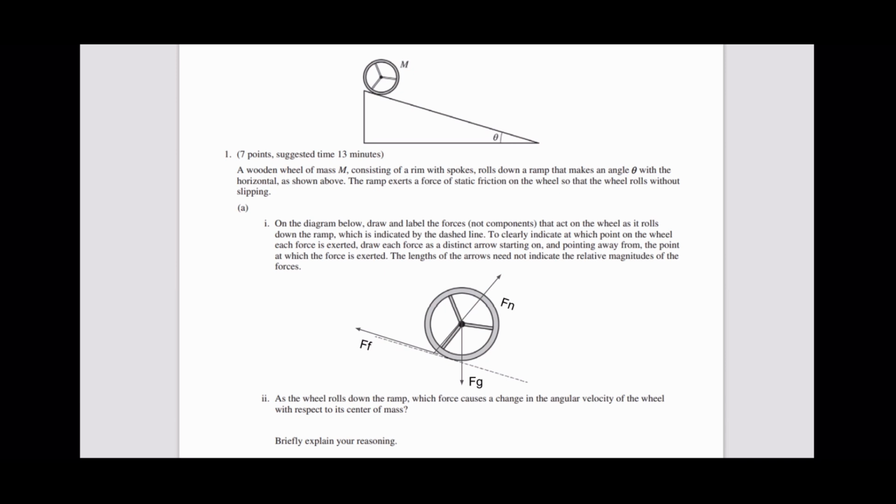And I have written it out. And what I wrote was, the force of friction is the only force that exerts torque on the wheel with respect to the center of mass. And this is what's going to cause a change in angular velocity of the wheel.